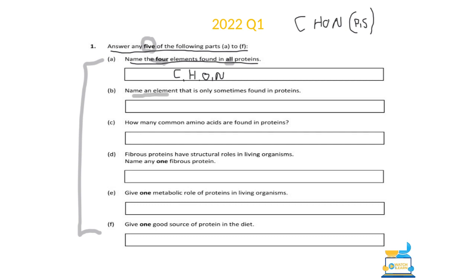Name an element that is only sometimes found in proteins. So carbon, hydrogen, oxygen, nitrogen are always found. So therefore the 2 elements we're going to look at is P and S, phosphorus and sulfur. And I'm going to go with sulfur, and that's my element that is only sometimes found within proteins.